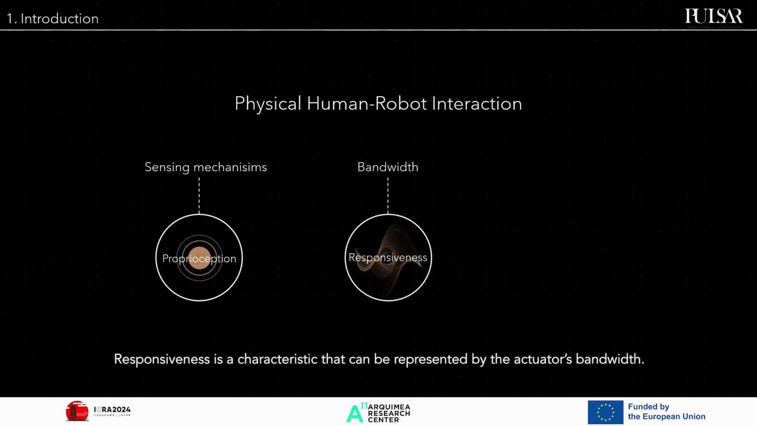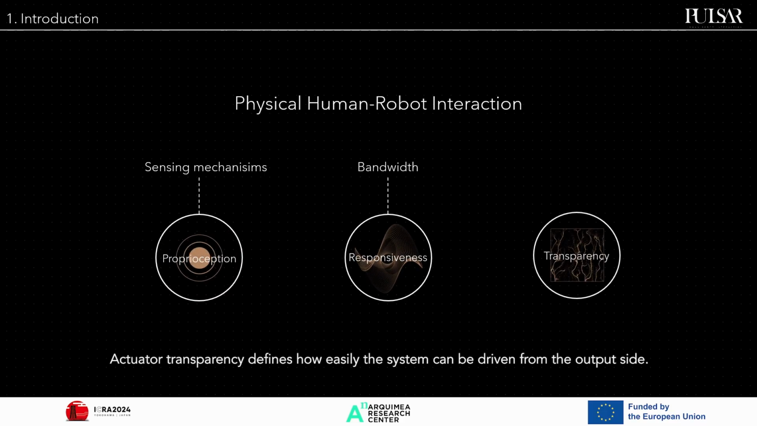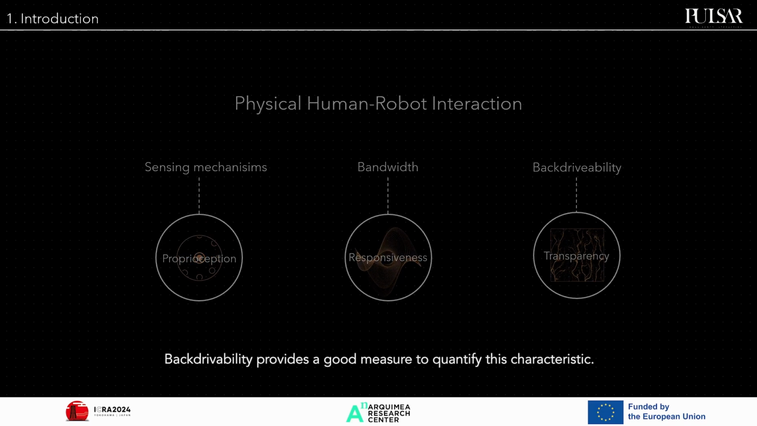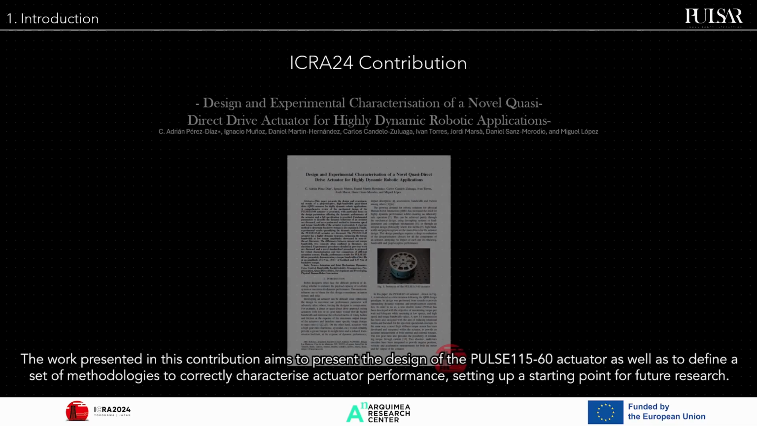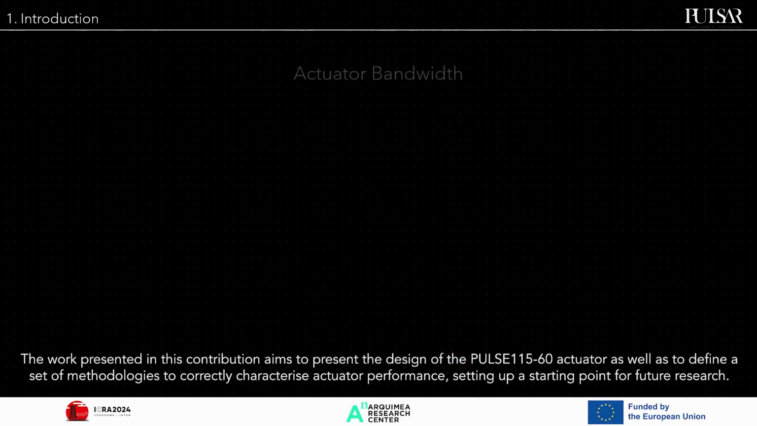Responsiveness is a characteristic that can be represented by actuator bandwidth. Actuator transparency defines how easily the system can be driven from the output side. Backdrivability provides a good measure to quantify this characteristic. The work presented in this contribution aims to introduce the design of the Pulse 11560 actuator, as well as to define a set of methodologies to correctly characterize actuator performance, setting up a starting point for future research.